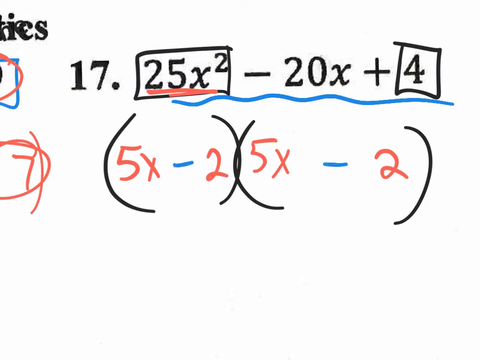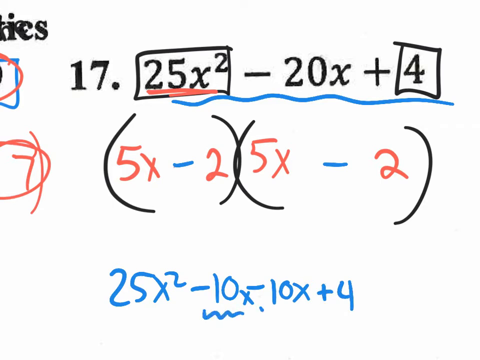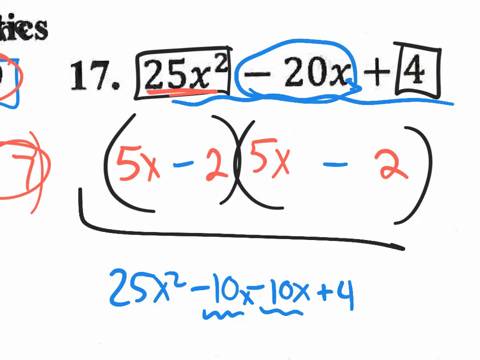And of course, it would be smart to distribute to double check your answer. So 5x times 5x is 25x squared. 5x times negative 2 is negative 10x. Negative 2 times 5x is negative 10x. And negative 2 times negative 2 is positive 4. As you can see, the middle terms really do give me that middle value of negative 20. So I know I did it right. This is my correct answer up here.